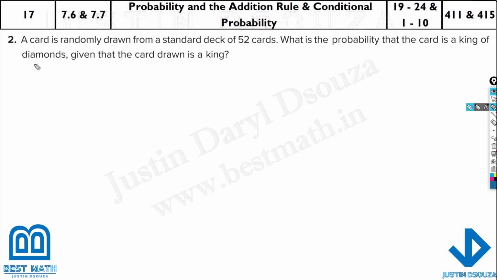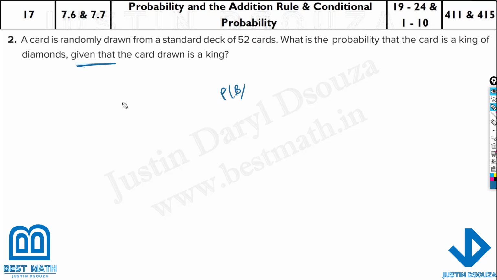Let's do these problems quickly. A card is randomly drawn from a standard deck of 52 cards. A standard deck will always have 52 cards. What is the probability that the card is a king of diamonds, given that the card drawn is a king? This is the condition, given that.